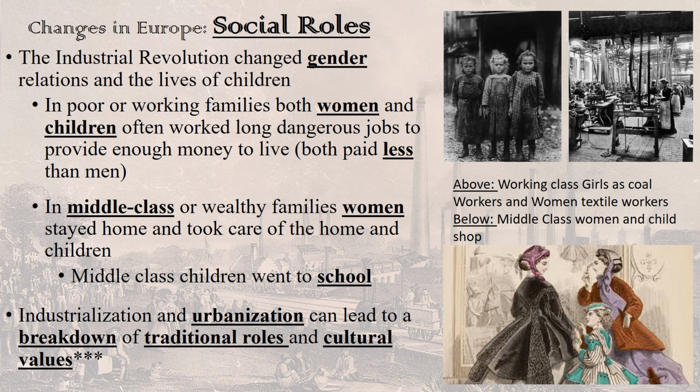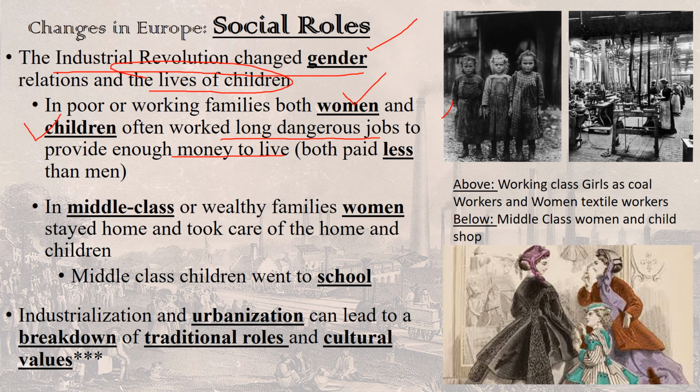There are also social changes that deal with gender during the Industrial Revolution. The Industrial Revolution fundamentally changed both gender roles and relations and the lives of children. In the poorer working families of these unskilled laborers, both women and children in industrial Europe worked long, dangerous jobs to provide enough money to live. This wasn't really them adding to the money of the family in a way that we're going to dig ourselves out of this terrible life. They literally needed everyone in the family to work just to have enough to survive.